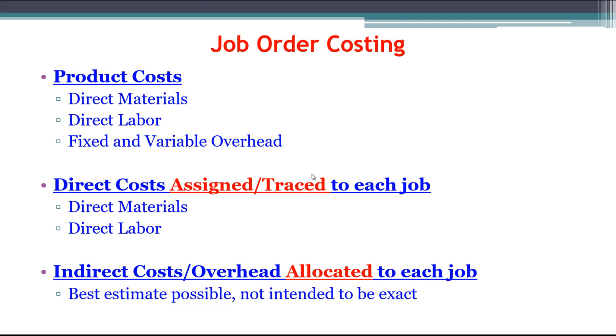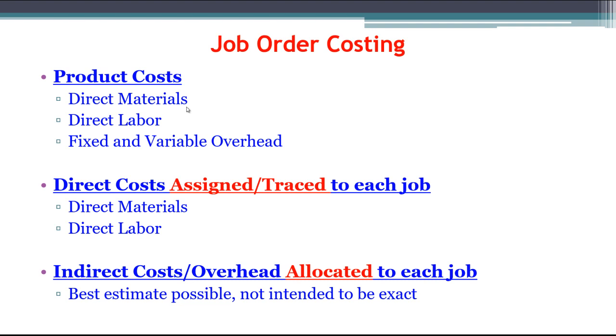So again, we're focusing on job order costing for this video. We'll talk about process costing in another video. But we need to remember we're talking about the product costs specifically. Yes, there are going to be other overhead costs like the selling, general, administrative, but our focus is product or manufacturing costs.